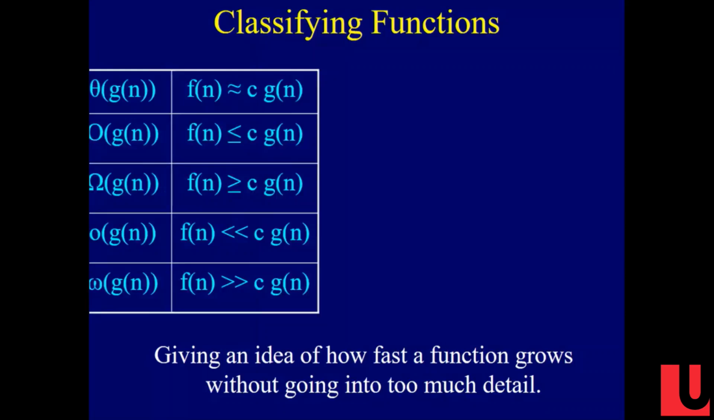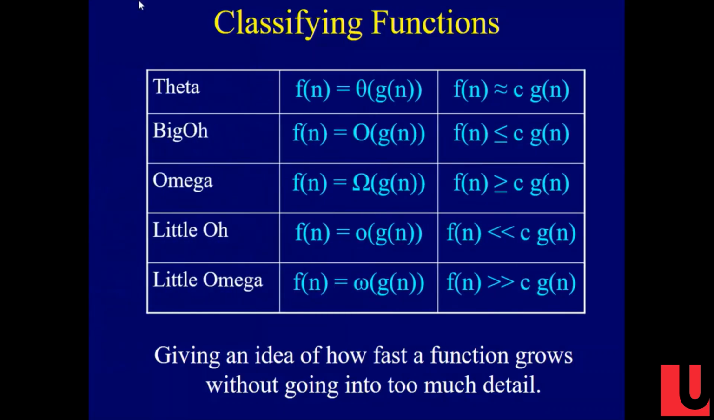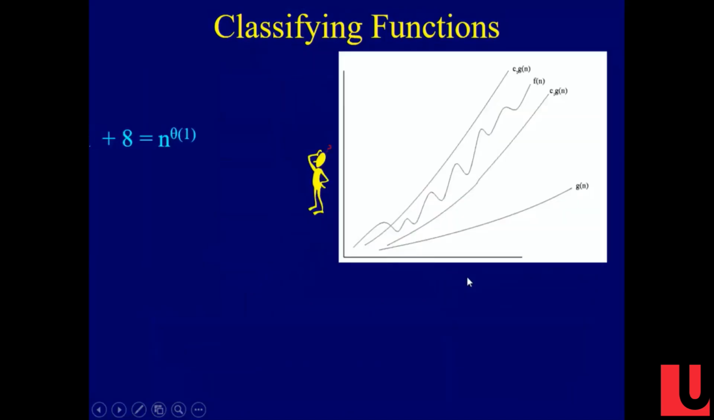Okay, let me show you. This is just saying theta means you're bound on both sides. Omega means you're bound on the top. Oh, no, big O is bounded on the top. Omega is you're bounded on the bottom. Little o means you're really, really smaller. Little omega means you're really, really bigger.